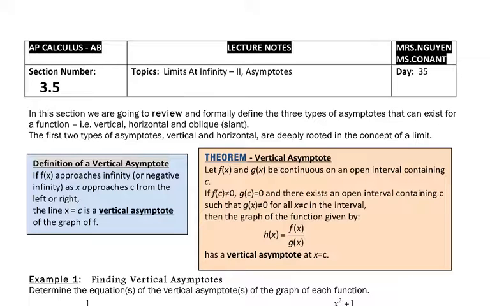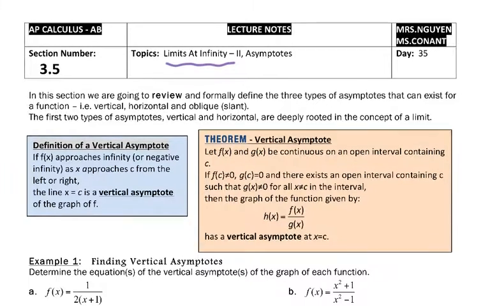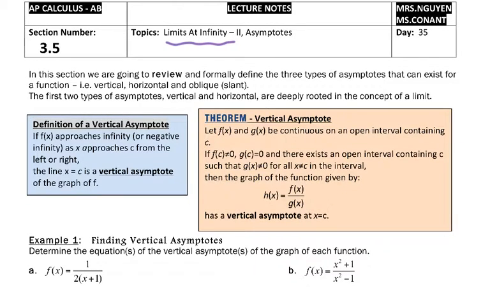In this video, we'll be reviewing limits at infinity, i.e. asymptotes, horizontal asymptotes. We'll also look at vertical asymptotes, and later on we'll look at oblique asymptotes. So most of this should be a review. So it's going to be a short lesson.